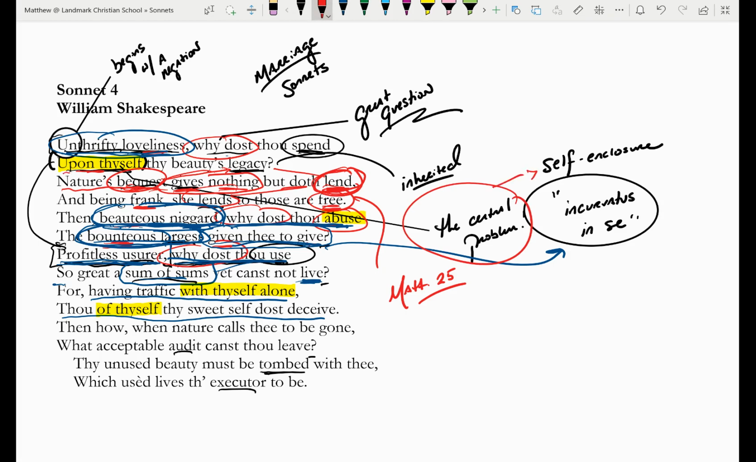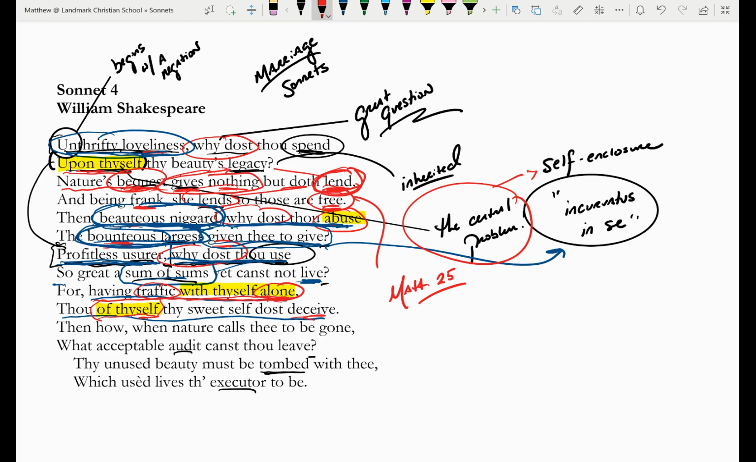Why dost thou spend upon thyself, having traffic with thyself alone? Thou of thyself, thy sweet self dost deceive. So that's the problem. All of your loveliness is spent upon yourself. All of your traffic, your relationships, is only with yourself alone. And therefore, of yourself, you are yourself deceived.